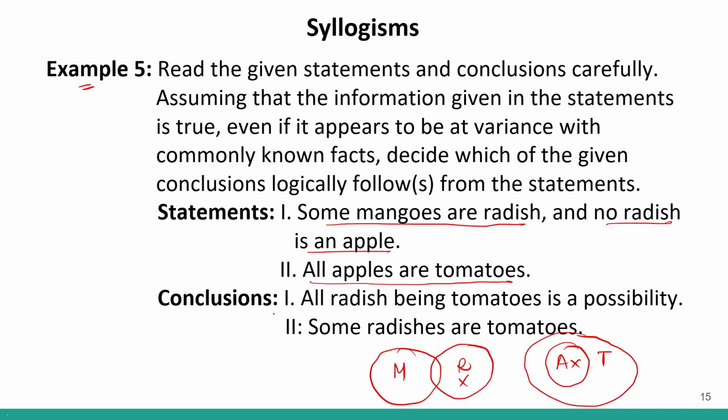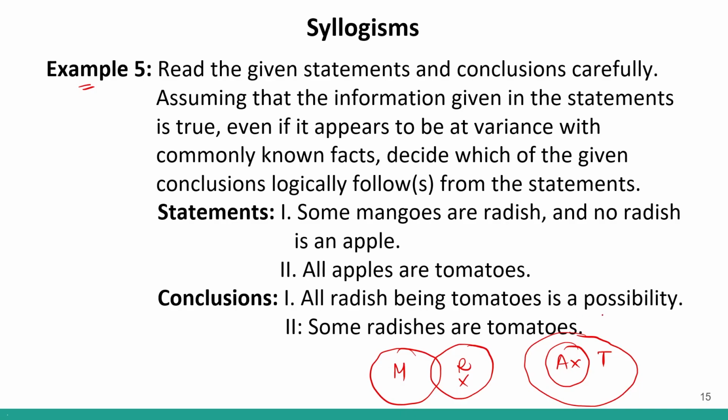Okay? Conclusion 1. Conclusion 1 is all radish being tomatoes is a possibility. So now it is saying in the conclusion that it is a possibility. So we will focus on this. Is it a possibility or not? If it is a possibility, then this will be correct. Because if in the question it was just that all radish being tomatoes or all radish are tomatoes, then it would have been a different statement, a different conclusion. But when we add the words is a possibility, we consider it to be a possibility, then we don't have to see whether it is definitely true or not. So now let us see.